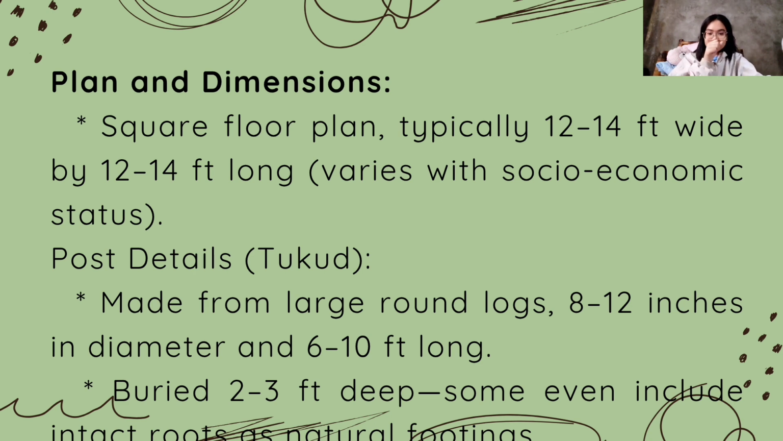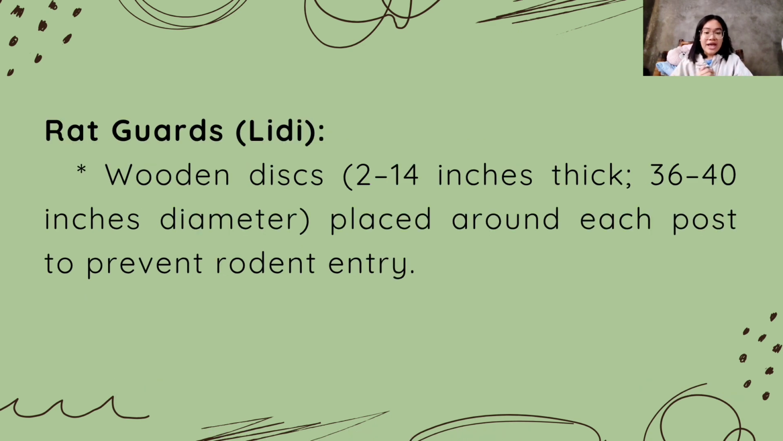So its post details: the tukod is made from a large round log. It is usually 8 to 12 inches in diameter and 6 to 10 feet long. It is also buried 2 to 3 feet deep. Some even include intact roots as natural footings. Moving on to its rat guards, also called lidi. Its wooden disc, also 2 to 14 inches thick and 36 to 40 inches in diameter, is placed around each post to prevent rodent entry.